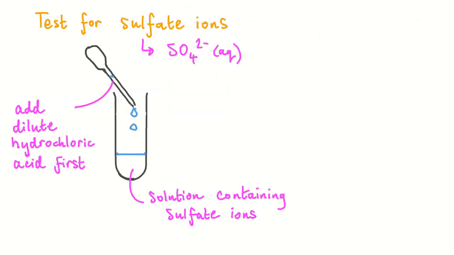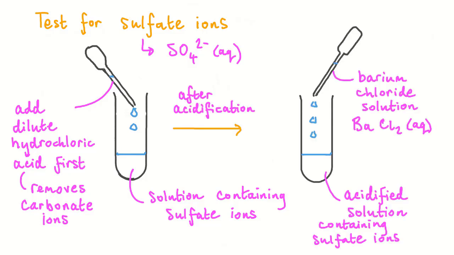Sulfate ions in solutions can be identified using a combination of hydrochloric acid added first, followed by barium chloride solution. The acidification step is needed first to remove other ions, such as carbonate ions, that will interfere with the test by giving a false positive result. Any carbonate ions are removed as carbon dioxide gas. After acidification with hydrochloric acid, not sulfuric as this contains sulfate ions which we're testing for, a few drops of barium chloride are added.